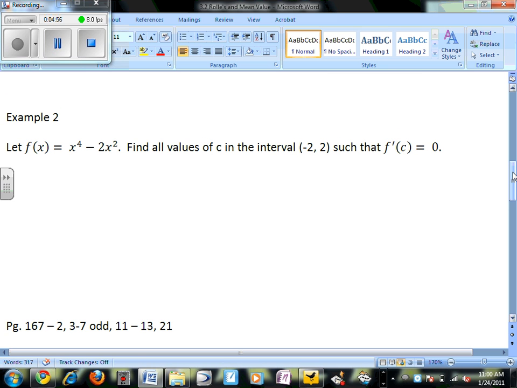Okay, and this last one again, we're going to do the same thing. Find all values of c in the interval from -2 and 2 such that f prime of c equals 0. Well, first of all, we better check whether there is going to be one. We'll save us some work.